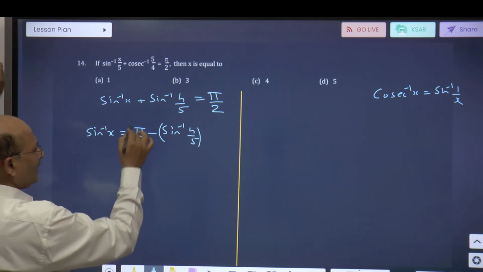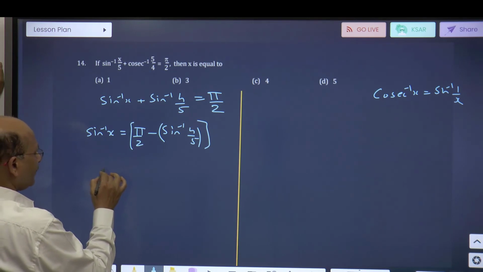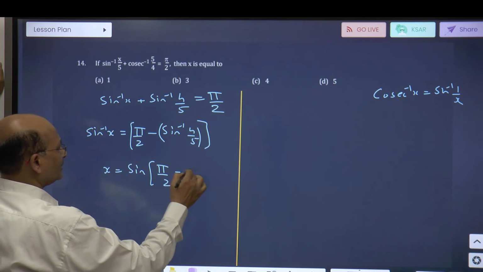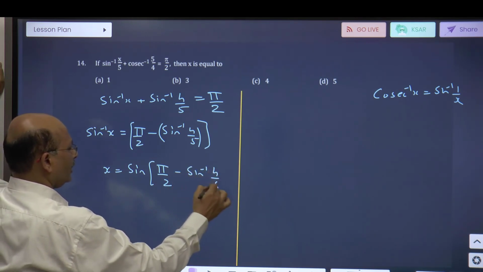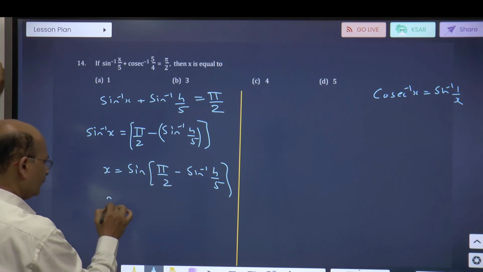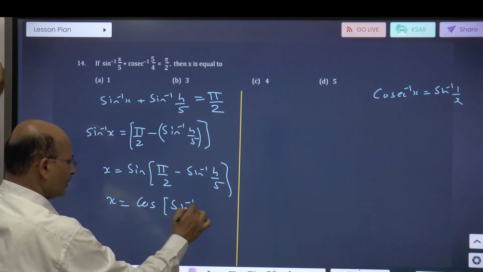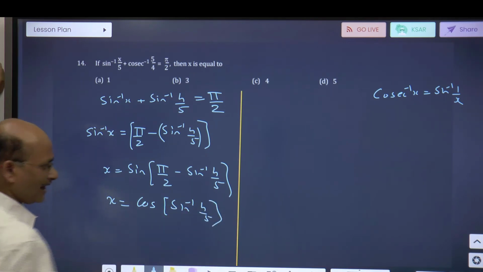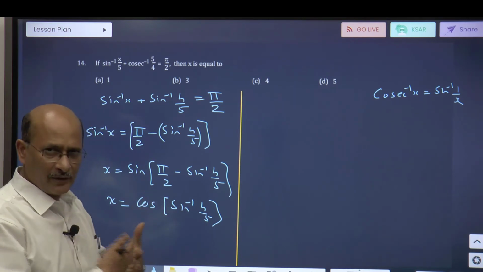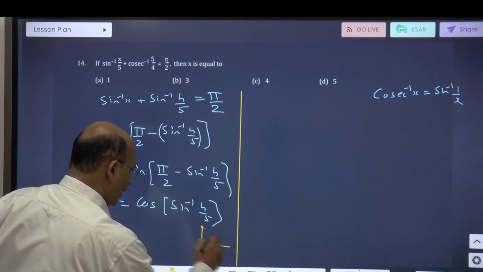So what will happen here? I just want you to pay attention now. Look at this. x will be equal to sine of 90 minus theta. Agree? Sine of 90 minus theta is cos theta. Theta is what? Sine inverse 4 by 5. देखो ना मजा आ रहा है कि नहीं आ रहा है? Right. But cos inverse is not compatible with sine inverse. So if I draw a right angle triangle, what happens here?